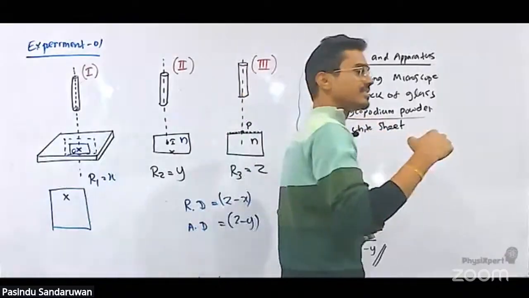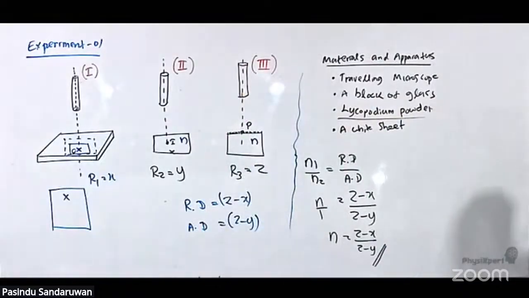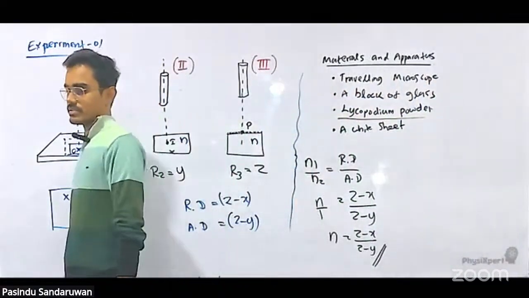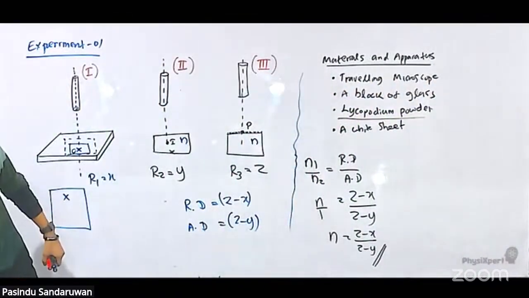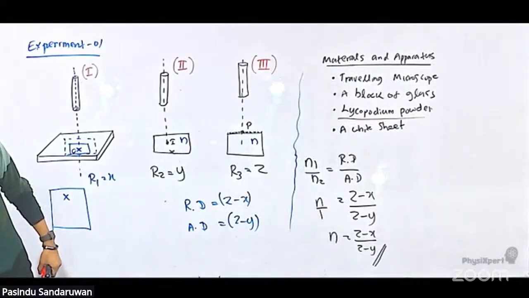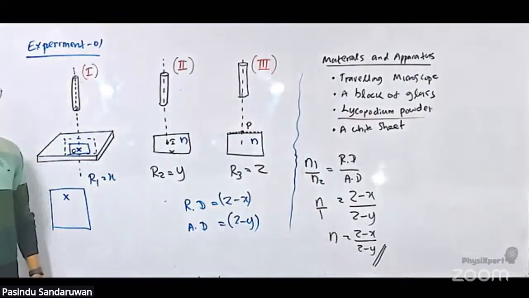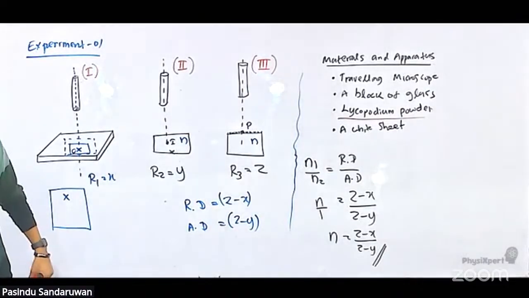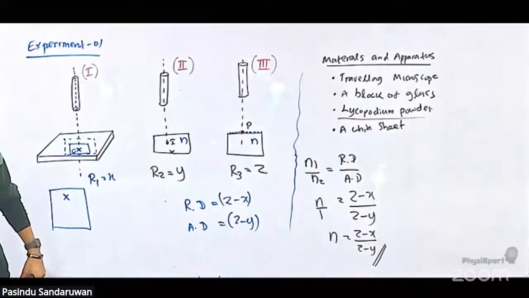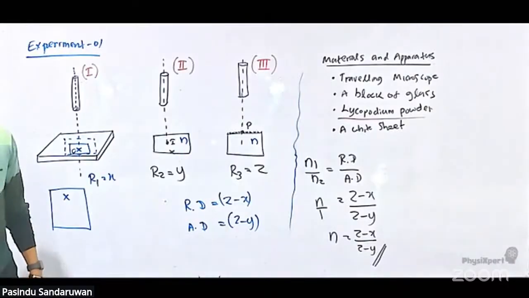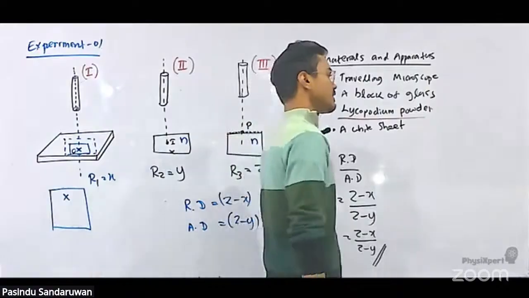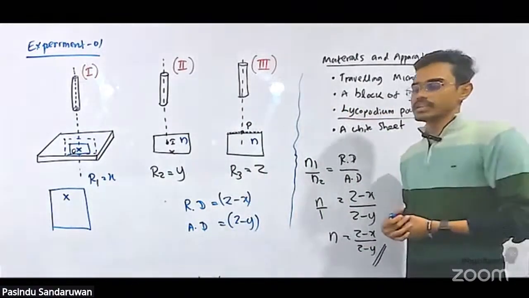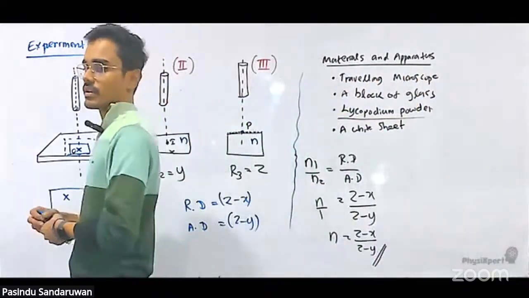Right, write down the next point. Determine the refractive index of the glass block using the following equation.